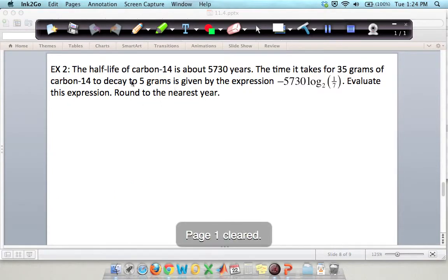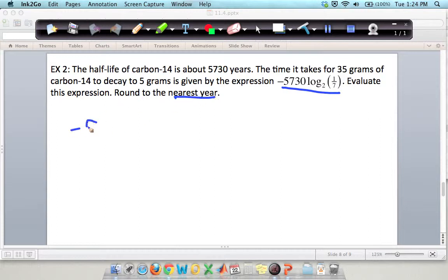Okay, here's an example where we're using logs. The half-life of carbon-14 is about 5,730 years. The time it takes for 35 grams of carbon-14 to decay to 5 grams is given by this expression. Evaluate and then round to the nearest year.